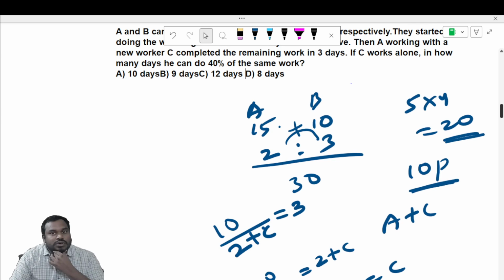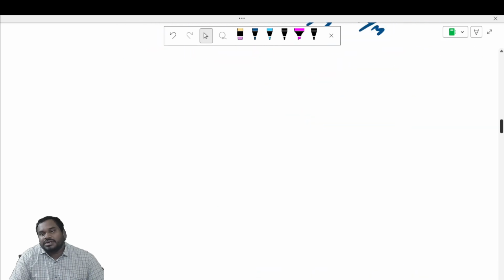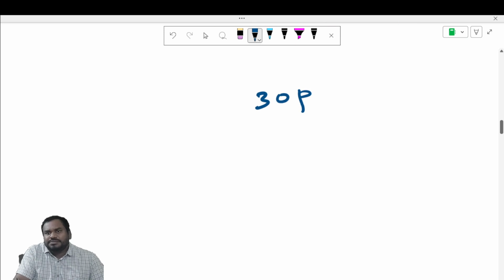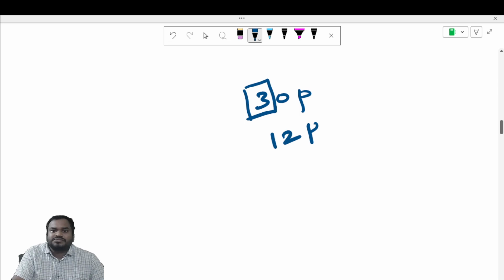C works alone. In how many days can he do 40% of the same work? 40%, what is the total work? 30 parts of work is there. 40% in 30 parts: 10% is 3 parts, so 40% is 4 into 3, 12 parts of work.